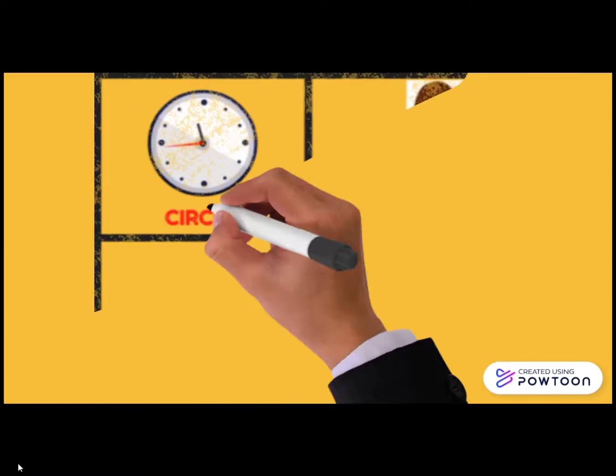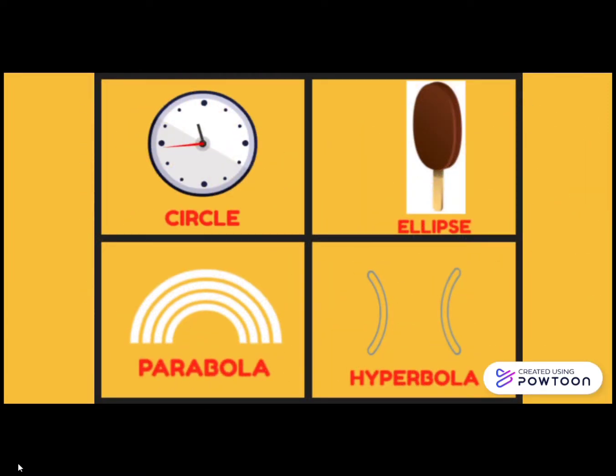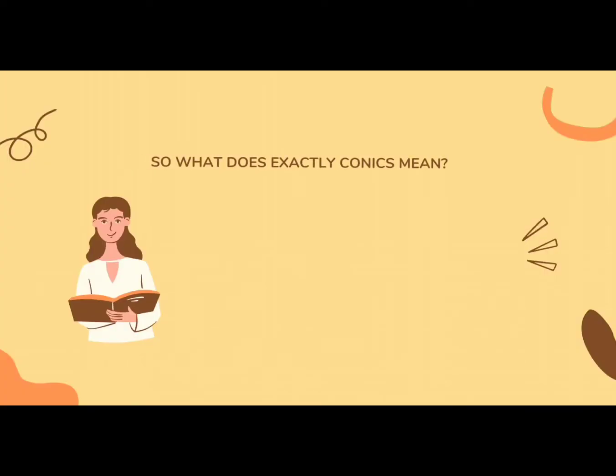Let's see if you can tell me the next one. Can you tell me what shape this is? It is a parabola. There is another curve that we can see and it looks like this. It has two curves on the other side of the axis and it is called a hyperbola. All these curves that you saw have just one thing in common. Can you guess what that is? They all come under the common category called conics. So what does exactly conics mean?